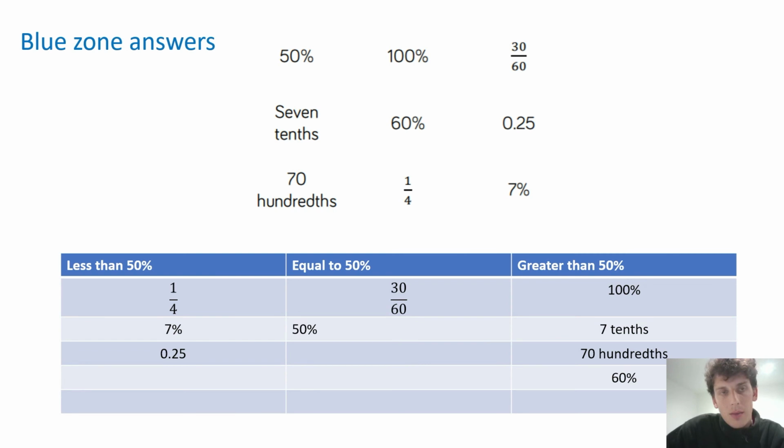And welcome back, Bluezone. A quarter is less than 50%, 7% is less than 50%, 0.25 is less than 50%. Equal to 50%: 30 over 60 is equal to 50%, and 50% is obviously equal to 50%. And then the last ones: 100% is greater than 50%, 7/10 is greater than 50%, 70 hundredths is greater than 50%, and 60% is greater than 50%.